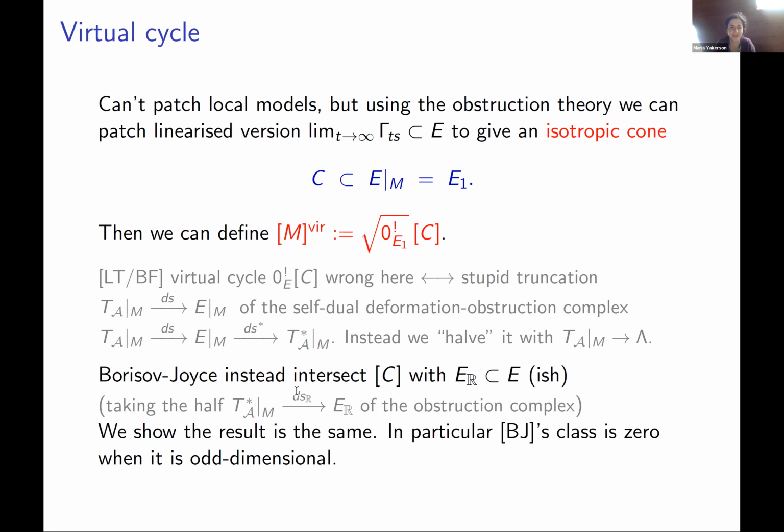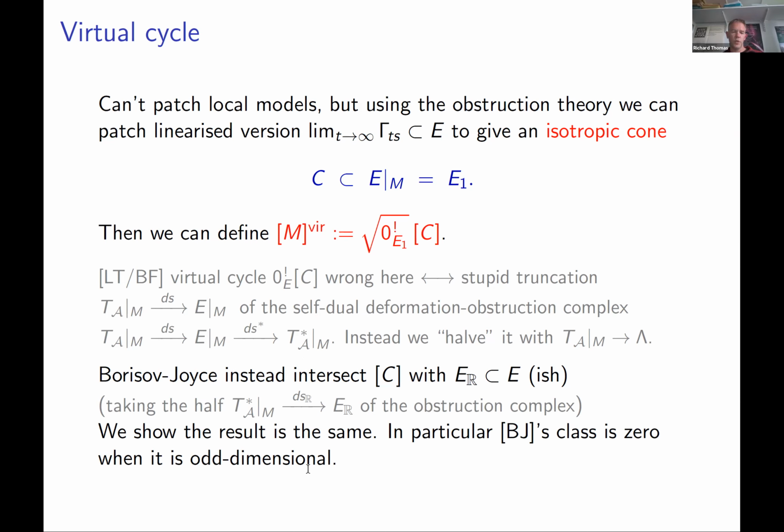Sorry, Richard, when you say half, what do you mean? Oh, I just mean take this T, keep that, replace E by this maximal isotropic, which is half of E, and throw away this T star. Ah, that's what half means. So turn it into two terms, essentially. Oh, nice. Yeah, I see. And the way they halve it is they also throw away the T star and they replace E by this ER, essentially.